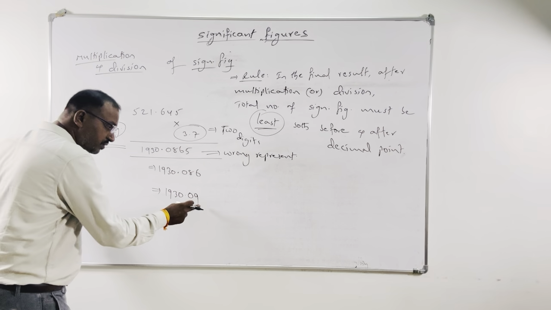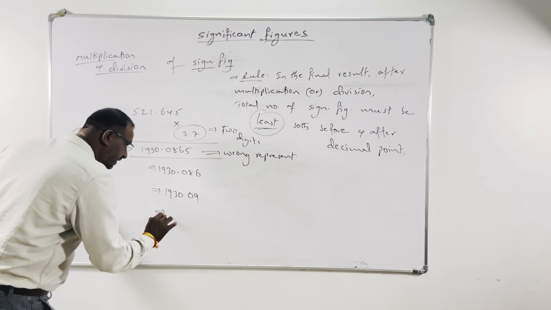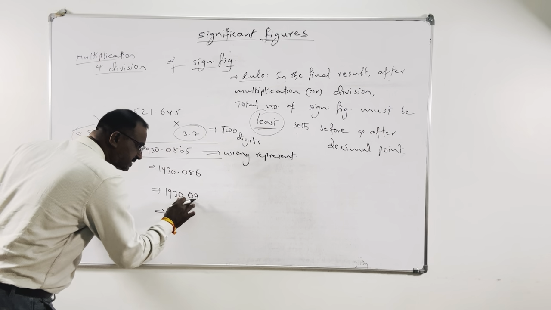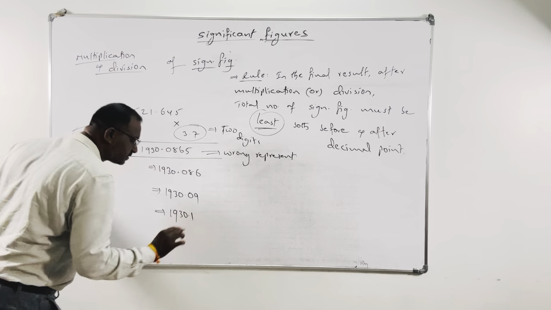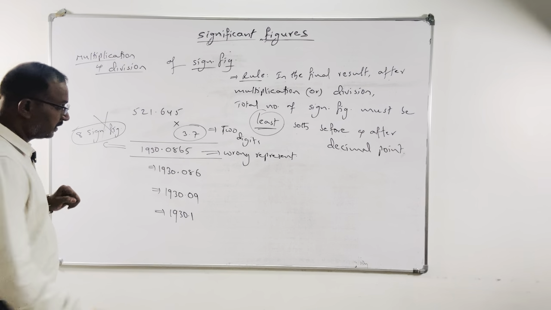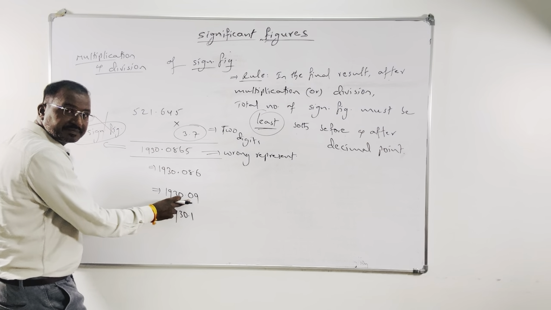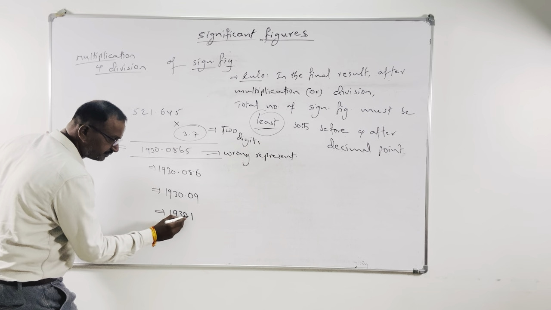Next, we have to round off this one also. So it is also above 5. On rounding off, it becomes 10. This it should be increased by 1. So we have to write 1. Because it is above 5, to round off this one, this number should be increased by 1. So this 0 becomes 1.